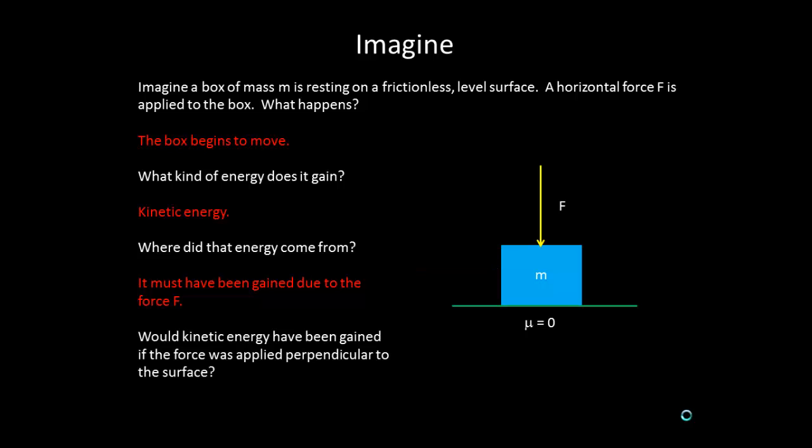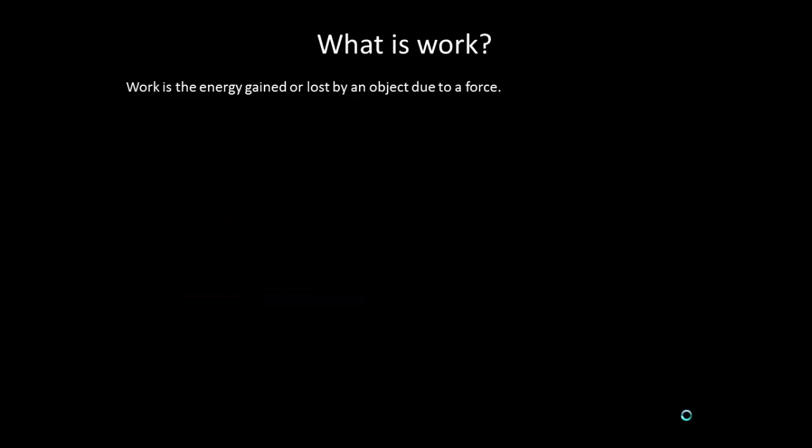Now, we can imagine a situation in which instead of the force being applied horizontally, the force was applied perpendicular to the surface. Would it still have gained kinetic energy? The answer to this is no, it wouldn't have moved. So this is all related to this concept of work. So what is work? Work is the energy gained or lost by an object due to a force.